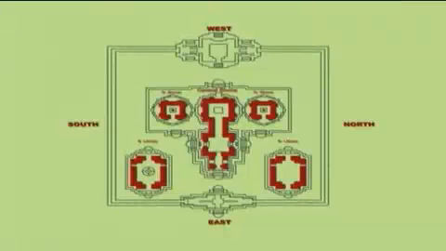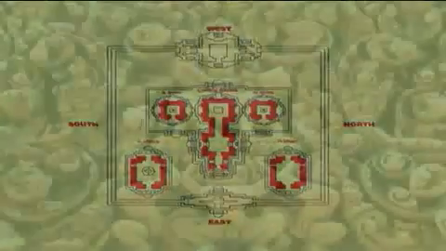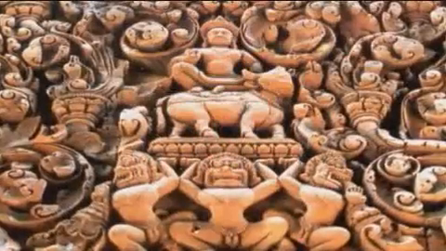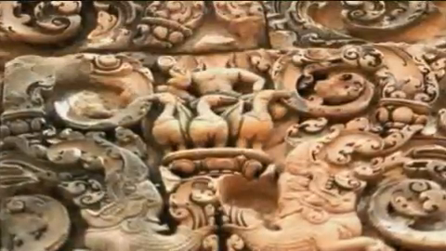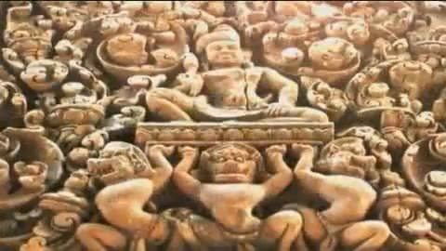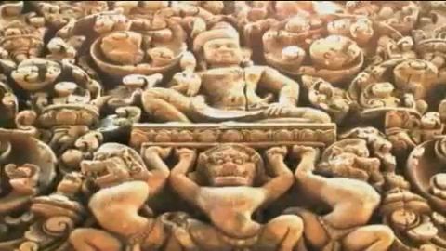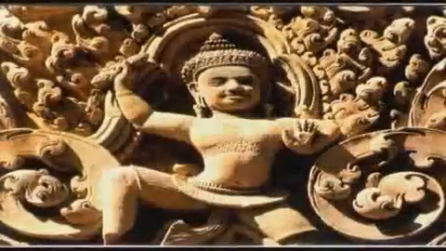On the door pediments of all the shrines are sculpted the gods of their respective directions. Yamraj Dev, the god of death, in south; Varun, the god of water, in west; Kuber, the god of wealth, in north; and Indra, the god of rain, in the east.